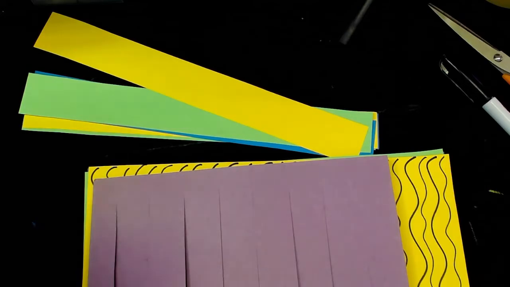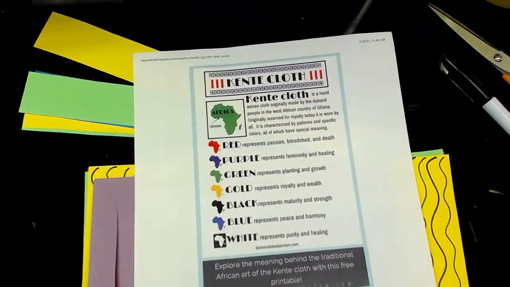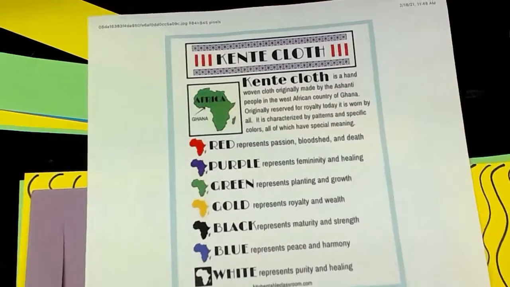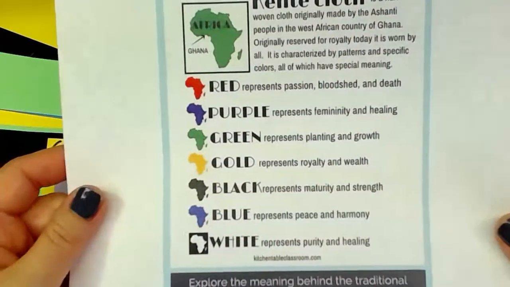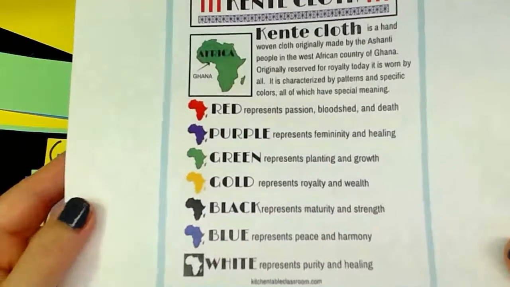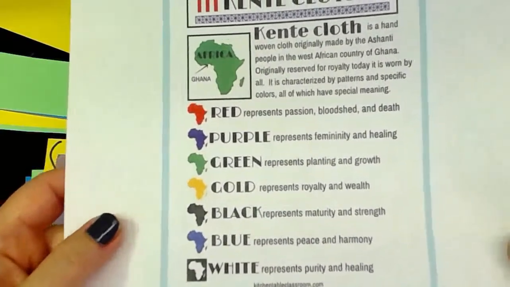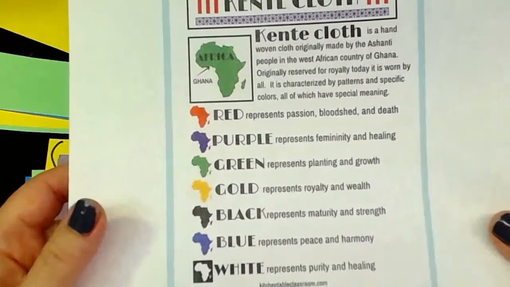So something to also know is that, and this is a little chart that I'm including for you. Let me see if I can zoom in for you a little bit so you can see with me here. Okay, so I printed this. This is like a little guide to help you understand the way that colors are used in the weaving of these cloths, okay? So red represents passion, bloodshed, and death.